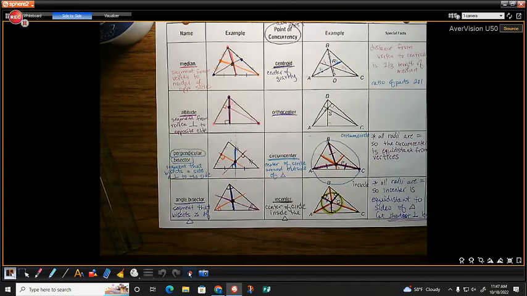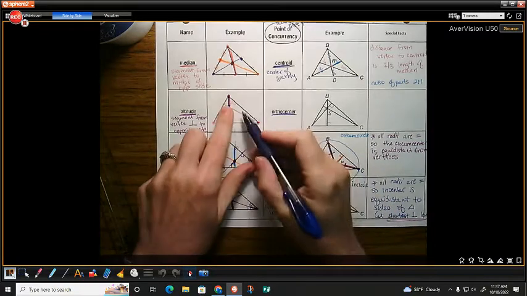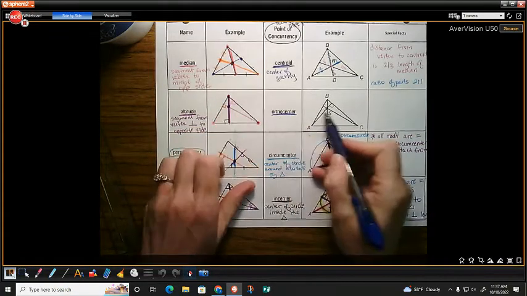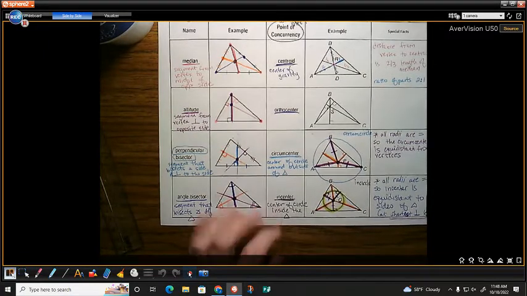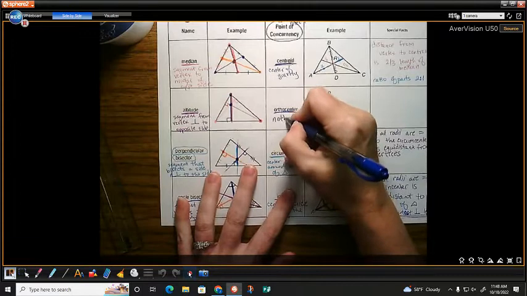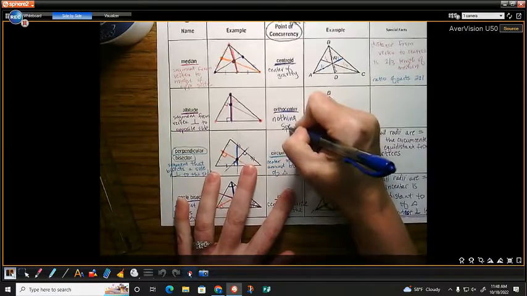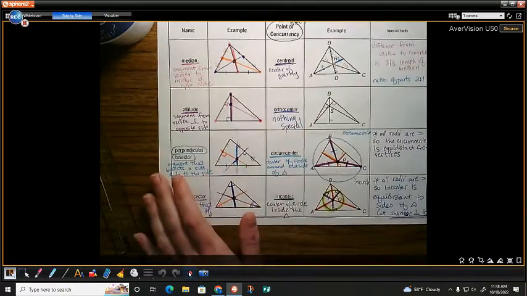And so the orthocenter is just the center of where all these straight lines cross. Okay. And guess what? It doesn't do anything special. Nothing. Are you serious?